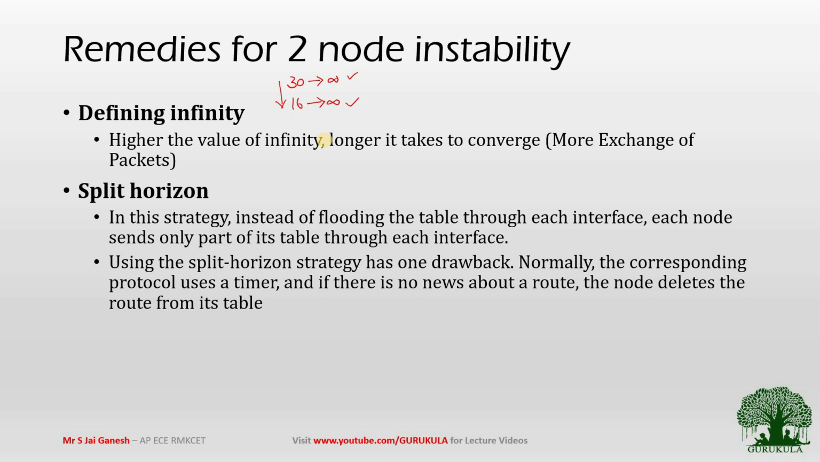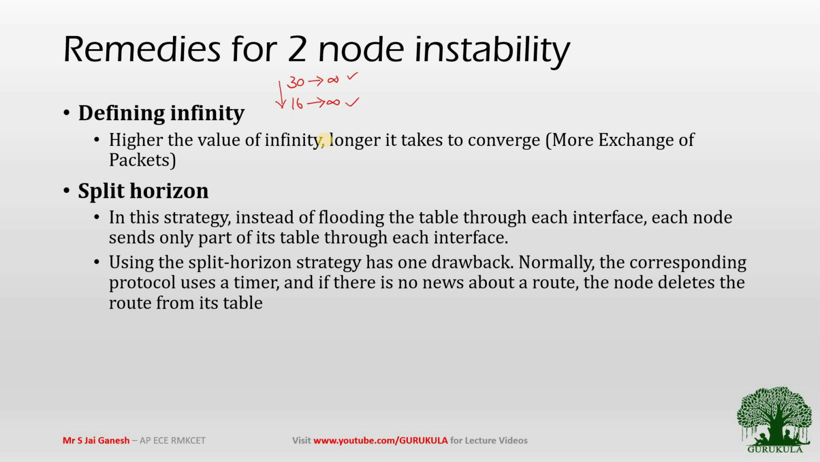And the second one is going for the split horizon. In this strategy, instead of flooding the table through each and every interface that we have, each node sends only parts of its routing table through each interface. Using the split horizon strategy has one drawback: when the protocol is not hearing about some particular node for a period of time, it automatically deletes the entry from its routing table. In our previous example, if A is not listening about X for a longer period of time, then A will automatically delete the entry X from its routing table. So that is what split horizon is.